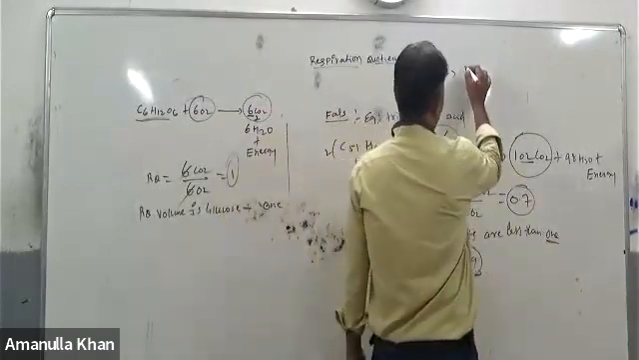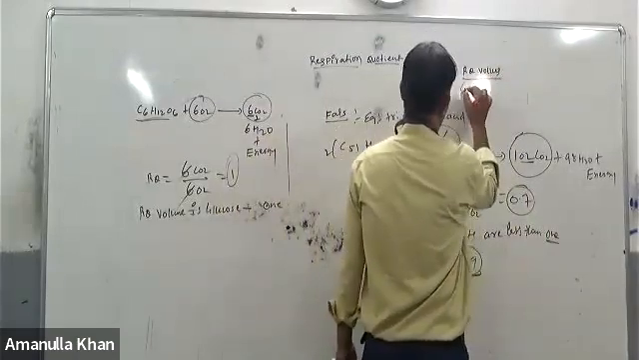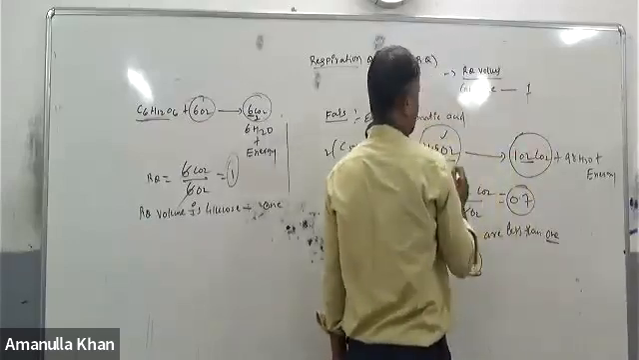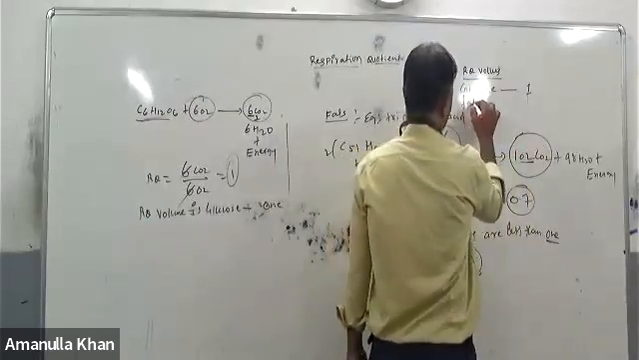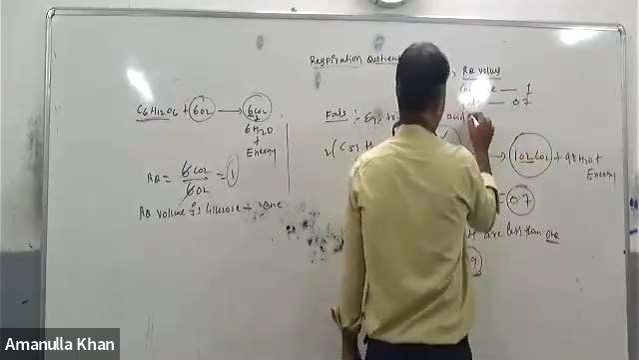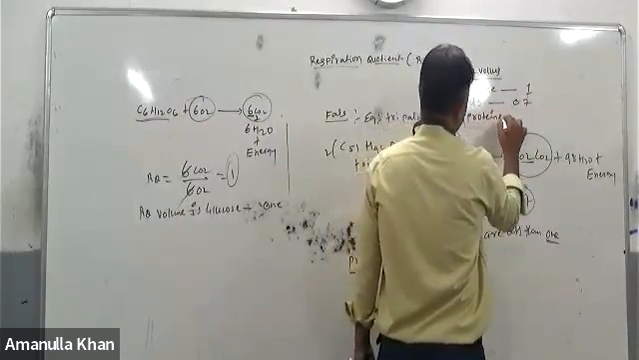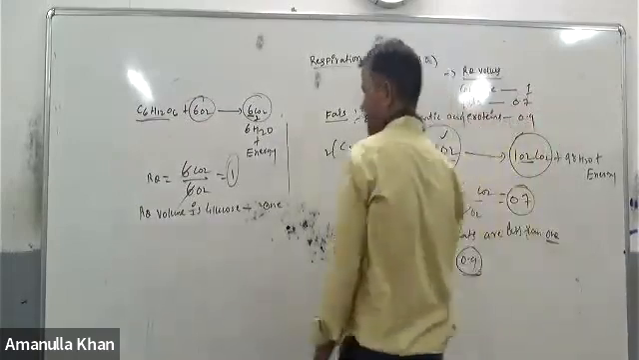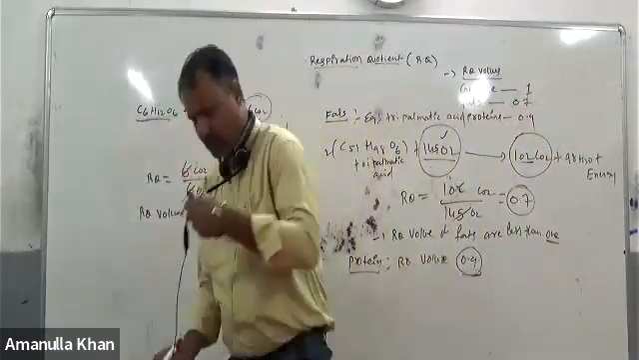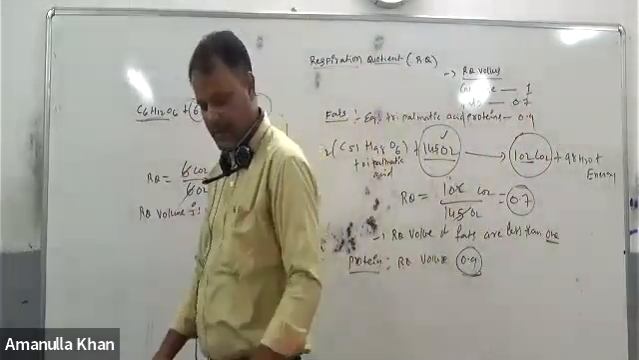Now the RQ values: the RQ value of glucose is 1, the RQ value of fats is 0.7, and the RQ value of proteins is 0.9. These are important for 4 marks. Then next is the amphibolic pathway.